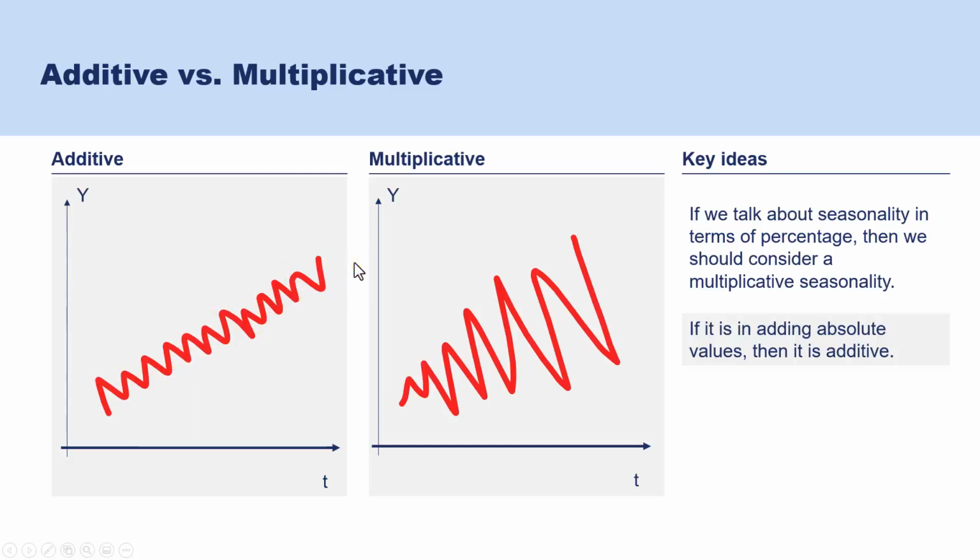And we can also see that from a mathematical perspective, because our equations also change. If we have additive, then we are adding all the terms. We add the trend plus the seasonality plus the error. If, on the other hand, we have multiplicative, then to the trend, we multiply the seasonality and the error.